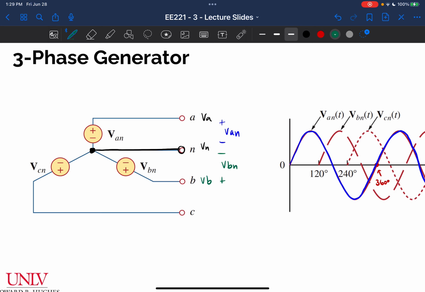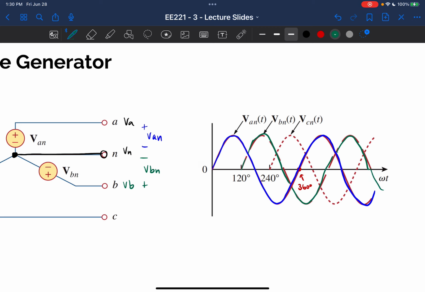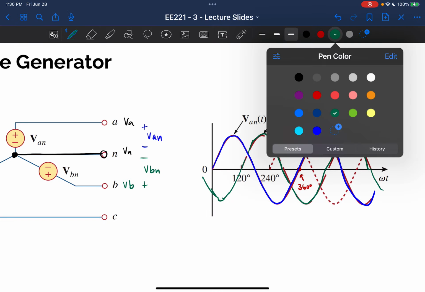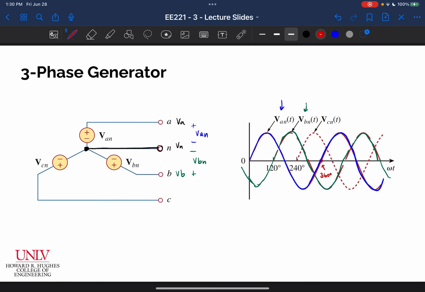And that source is phase shifted by 120 degrees. And so if I draw in the green, that's going to be my VBN sine wave, right? I can probably fill it in even a little bit more, like that. Okay? And so that's VBN right there. It's just another sine wave that's 120 degrees phase shifted from my first sine wave, okay? That's VBN.